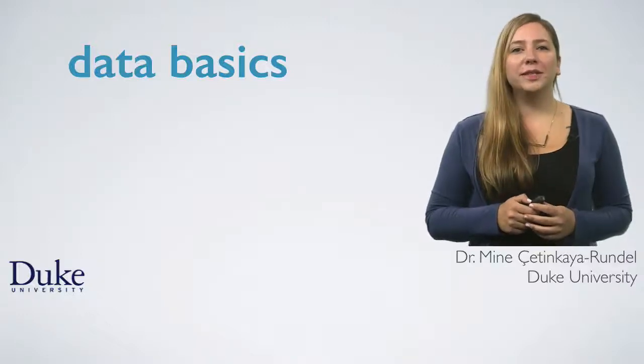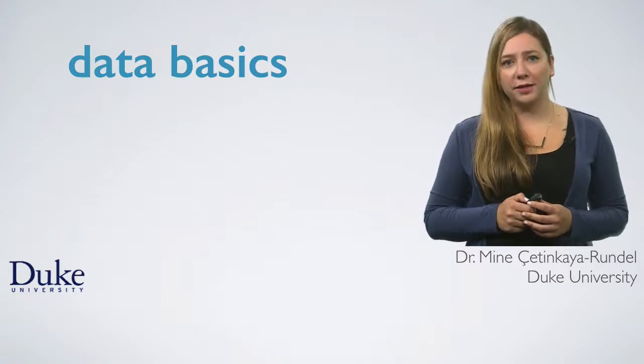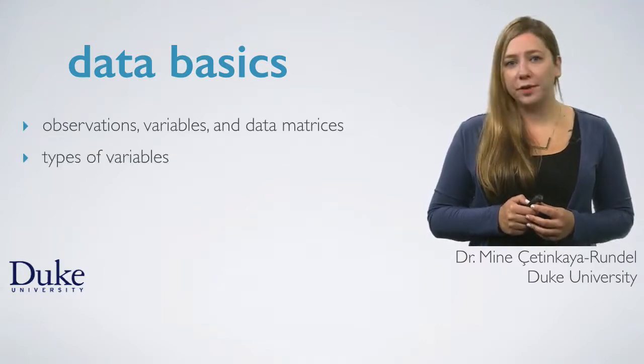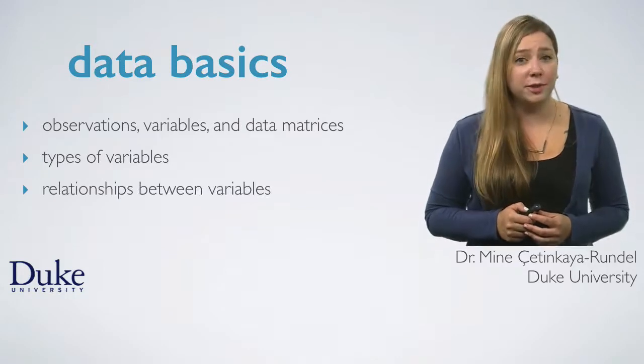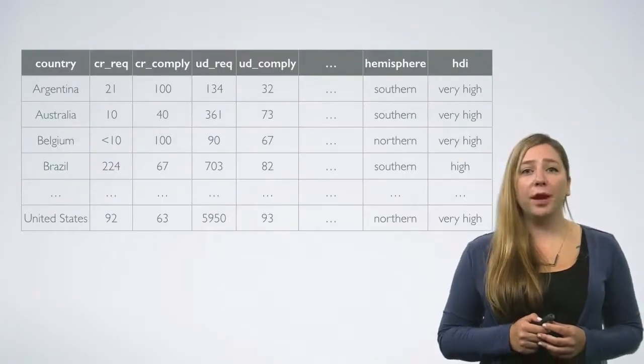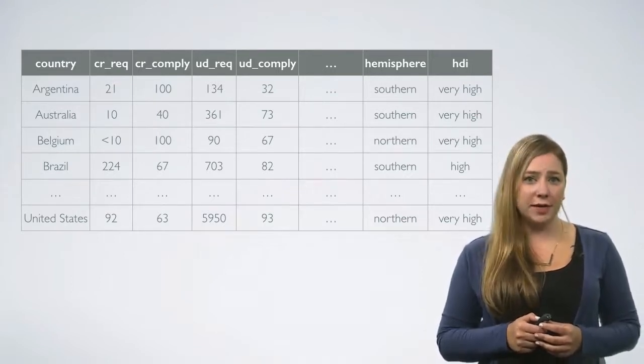In this video, we will discuss data basics, or more specifically, we will touch on three main concepts: observations, variables, and data matrices, types of variables, and relationships between variables. Much of the discussion will be around this dataset from Google's Transparency Report released in 2011.